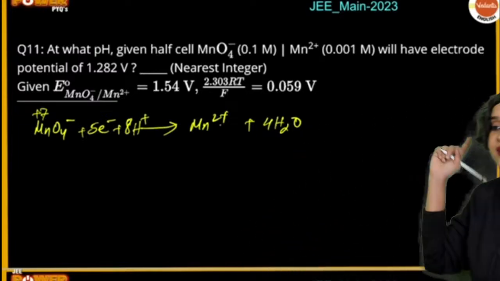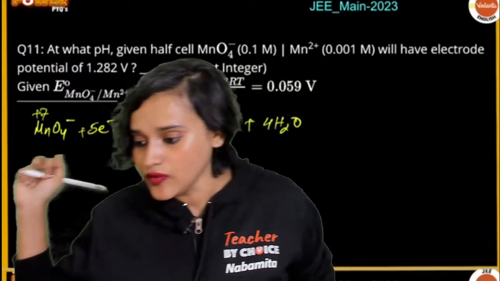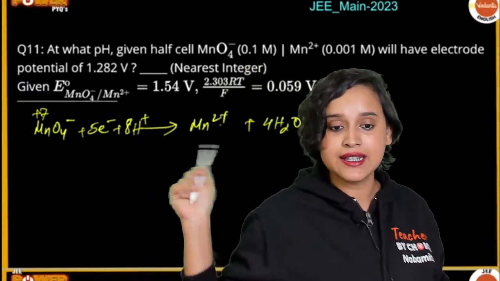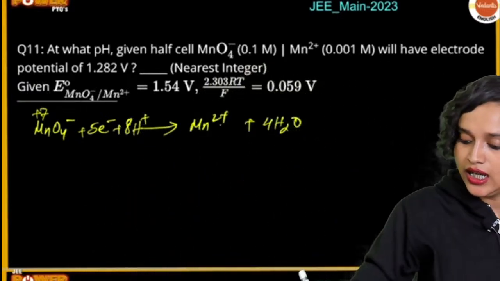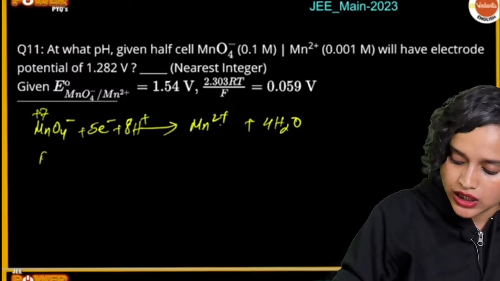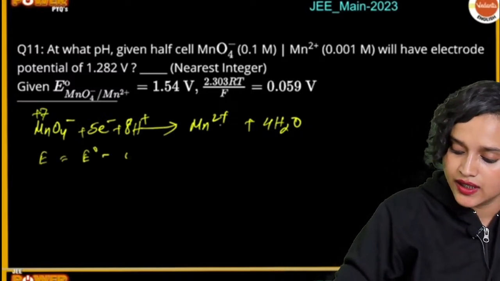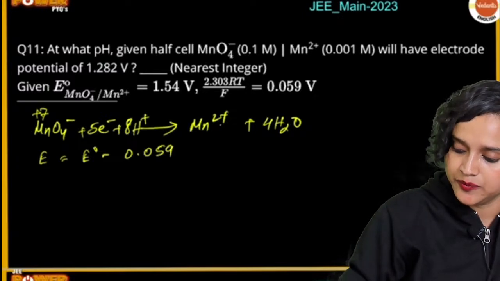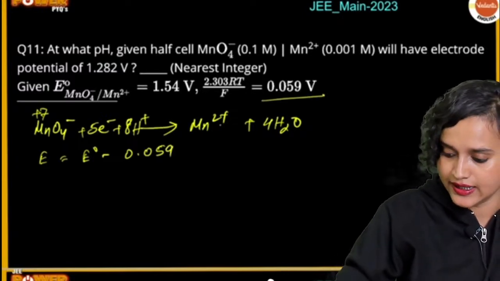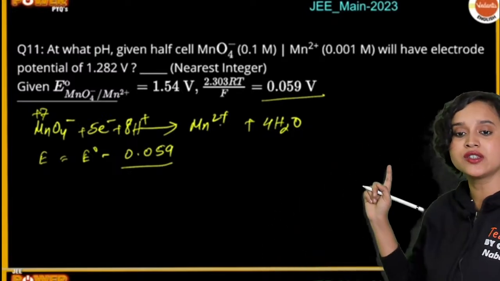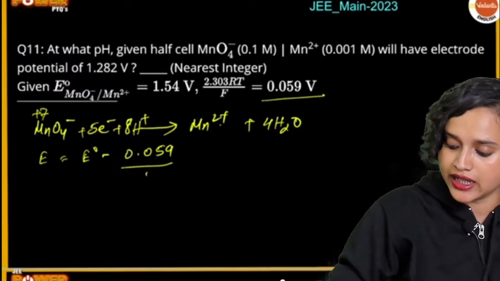Is the equation balanced, everybody? Have a look. Is the equation balanced? It is, right? Now what do we know, guys? We know the usual formula: E is equal to E naught minus 0.059. That is the value that we are taking. Divided by how many electrons? 5 here. So we will be writing 5.